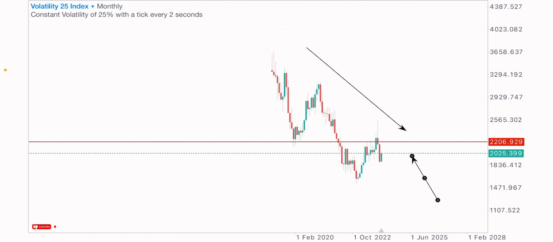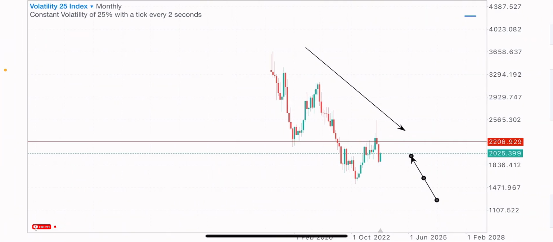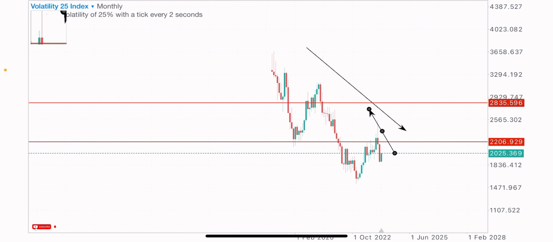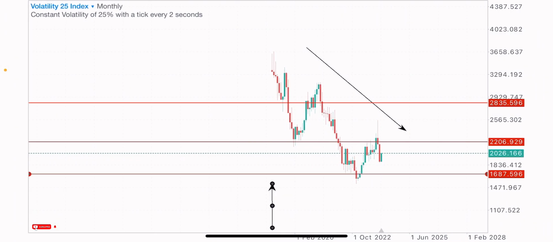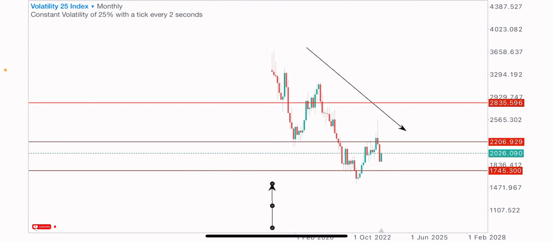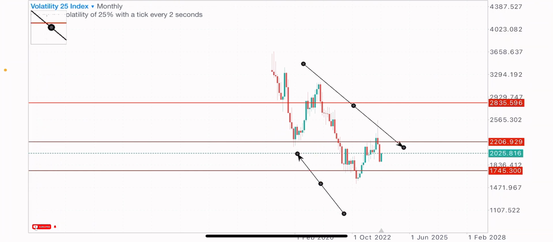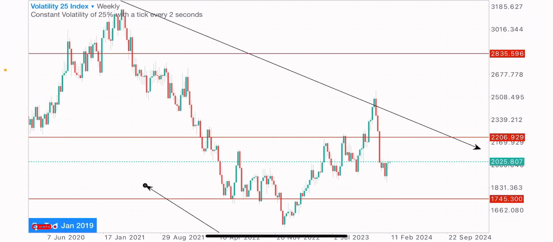The next level we have should probably be this level. This was also a level of resistance that got broken and turned to support, and now price is trading below this level. So these are the two major levels, and possibly we have this level as our next level too on the monthly time frame. These are our levels and zones and our market direction which we've identified on the monthly time frame. Now let's head down to the weekly time frame to identify the market structure on it.